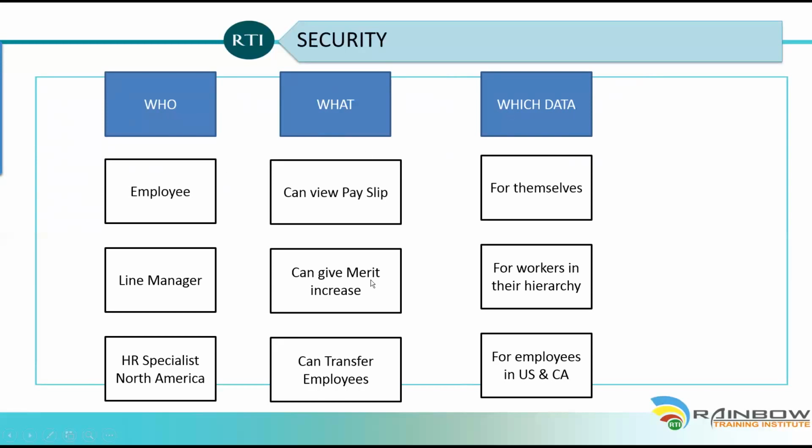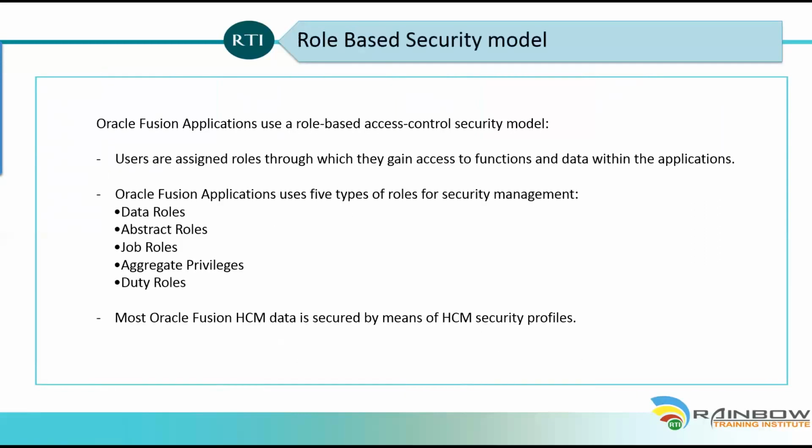How do we do that? What model are we going to follow? We are going to follow a role-based access control model, and we are going to talk about how these security features are included in the Fusion applications. Okay, so role-based access control has 5 kinds of roles: data role, abstract role, job role, aggregate privileges, and duty role.